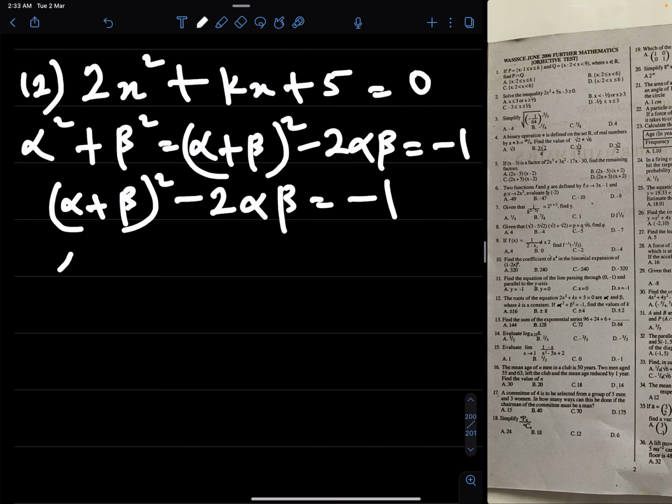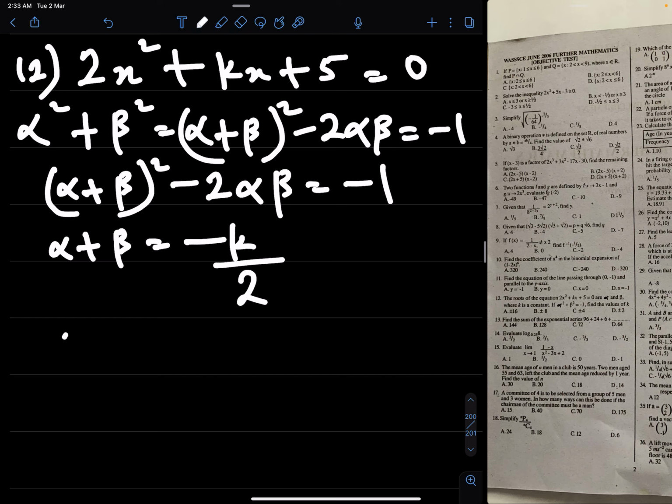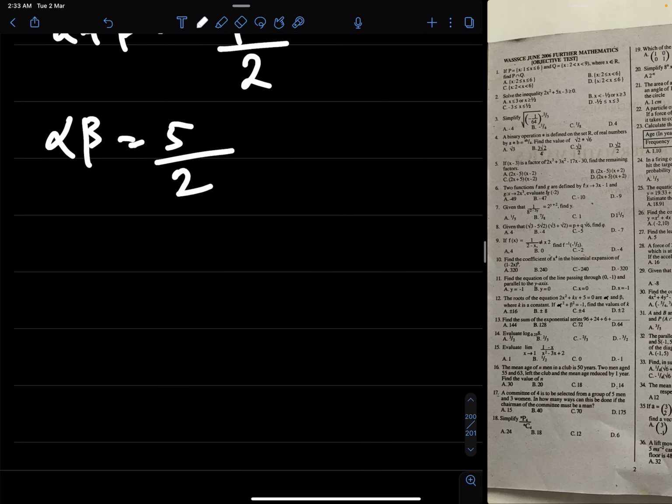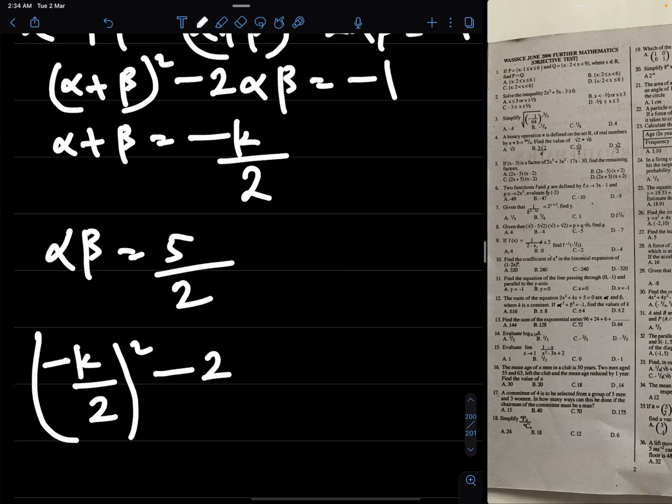So let's find alpha plus beta. Alpha plus beta is minus b over a, and that's going to be minus k over 2, and alpha beta is c over a, which is 5 over 2. Of course, the coefficient of x squared is a, the coefficient of x is b, and the constant is c. So that simply means alpha plus beta all squared, which is minus k over 2 squared, minus 2 times alpha beta, that's minus 2 times 5 over 2 equals minus 1.